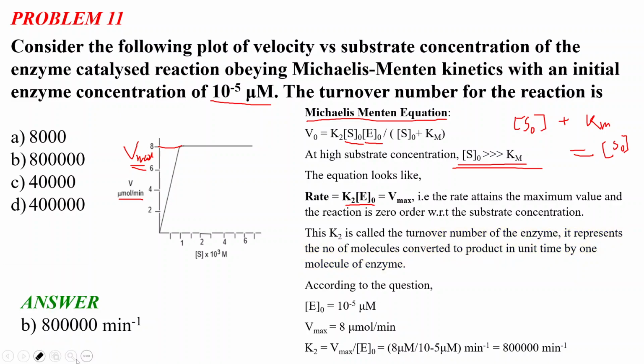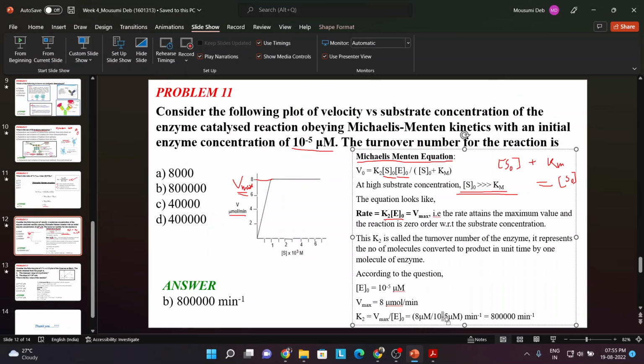So what is the turnover number from this equation? k2 E0 equals Vmax, so the k2 value is Vmax by E0. The Vmax from the graph is 8 micromole per minute, or 8 micromole minute inverse, and the E0 value is given as 10 to the power minus 5. After doing this mathematics, there is a typographical error here. It will not be 10 minus 5, it will be 10 to the power minus 5. Let me correct it here, otherwise when I share this PPT, you will get confused. So just remember, it will be a superscript value. Okay, it will be 10 to the power minus 5.